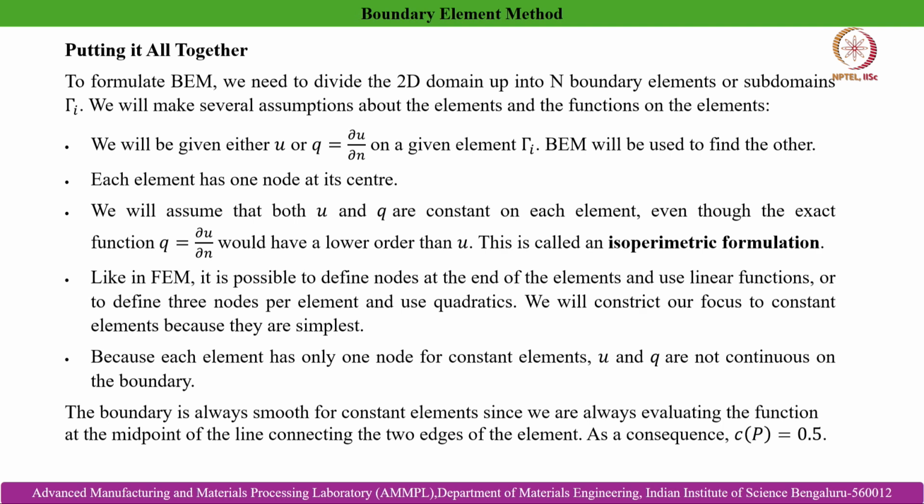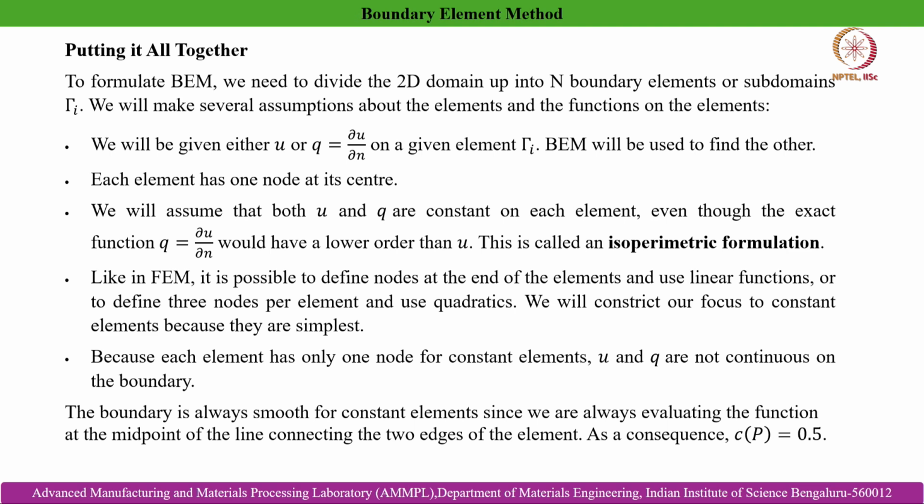To formulate the algebraic equations in BEM, we need to divide the 2D boundary up into n boundary elements or subdomains tau I. We will make several assumptions about the elements and the functions on the elements. We will be given either u, the primary variable, or q, which is equal to del u del n, on a given element tau I. The boundary element method will be used to find the other. Each element has one node at its center. We will assume that both u and q are constant on each element, even though the exact function q, equal to del u del n, would have a lower order than u. This is called an isoparametric formulation.